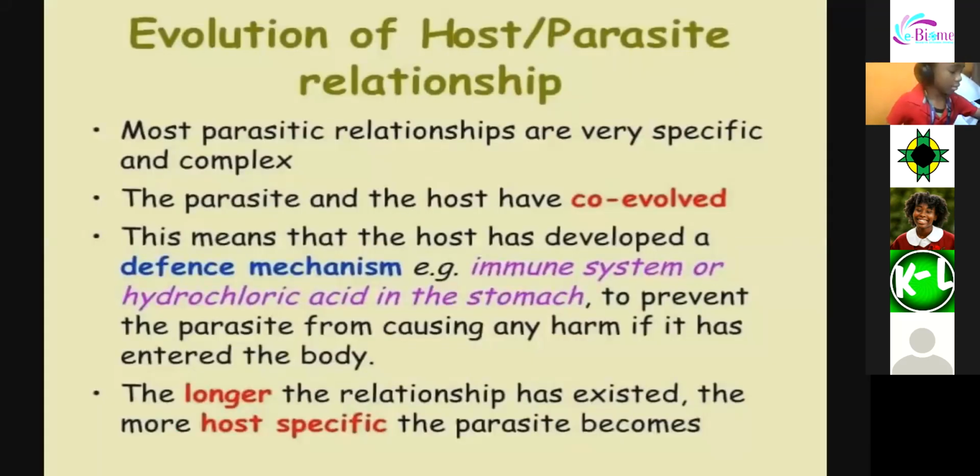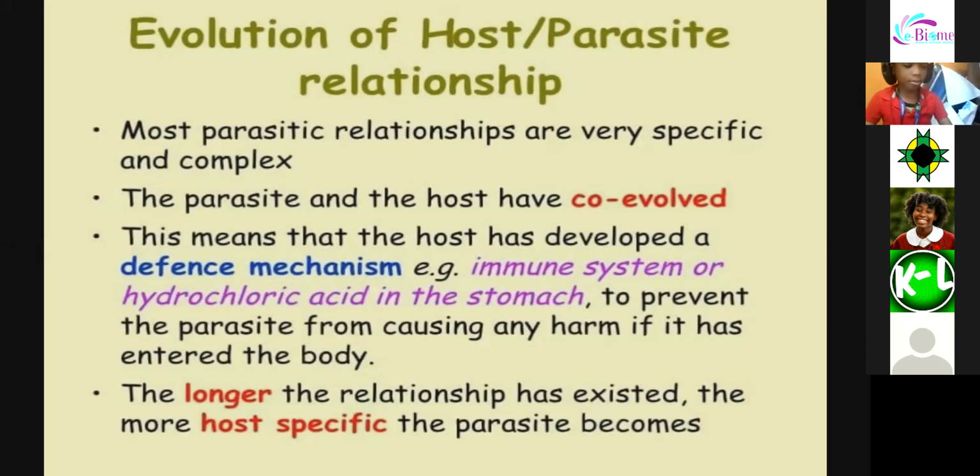The evolution of host-parasite relationships. So we say that most parasitic relationships are very specific and complex. And what that means is that the relationship between a dog and his parasite won't be the same as the relationship between a cat and her parasite. So each is specific and each is very complex.